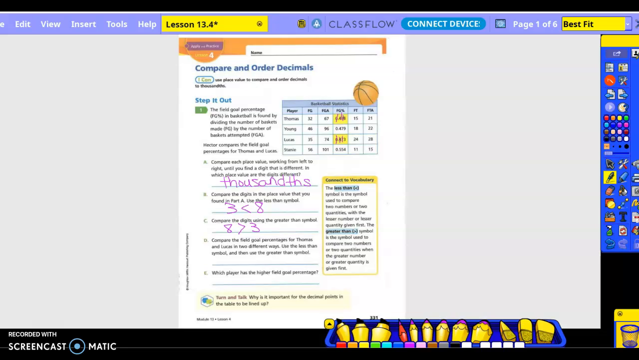Compare the field goal percentages for Thomas and Lucas in 2 different ways. Use the less than symbol and the greater than symbol. So we use the less than symbol. We said 3 was less than, right? So we'd have 0.473 is less than 0.478. Or you could write it as 0.478 is greater than 0.473. Which player has the higher field goal percentage? Thomas.